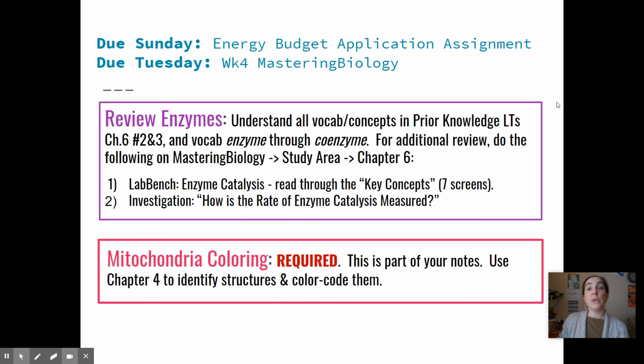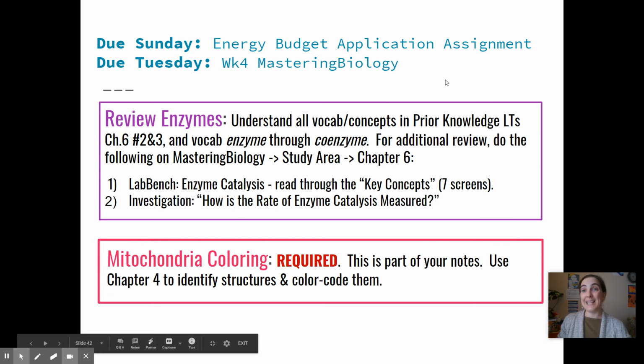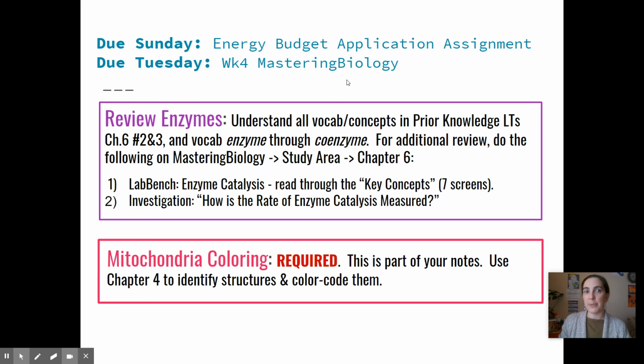So I'm leaving you with 2 tasks for today, in addition to the assignments that you're already working on that are up at the top. One task that I would like you to do, there's nothing specific you're going to turn in to me, but this is something you will need to understand and remember before we go much farther, is review some of the information we learned about enzymes. If you look at the prior knowledge document for this unit, it has a couple learning targets and some vocab related to enzymes. There's also some activities listed on the screen right here in Mastering Biology in the study area that you can do if you feel like you need a little brush up on enzymes and how they help to catalyze reactions.